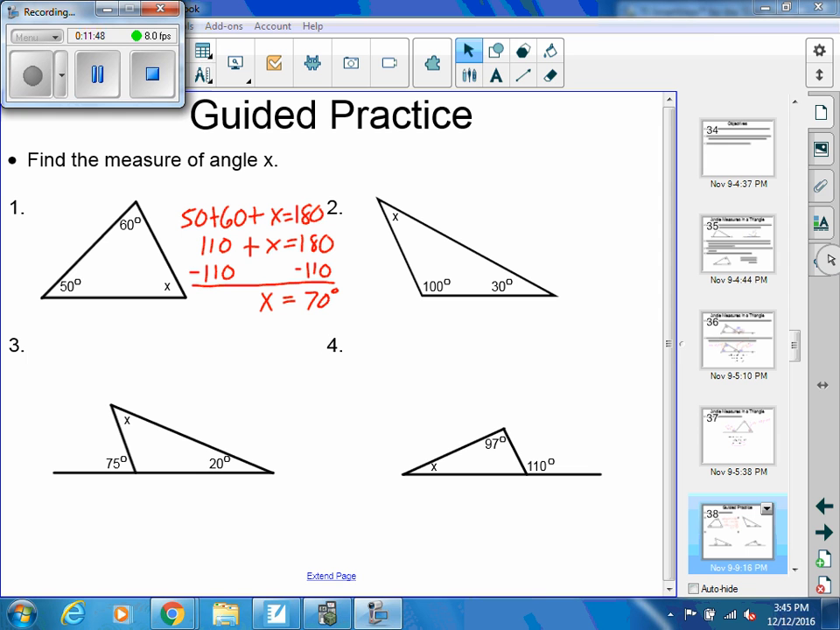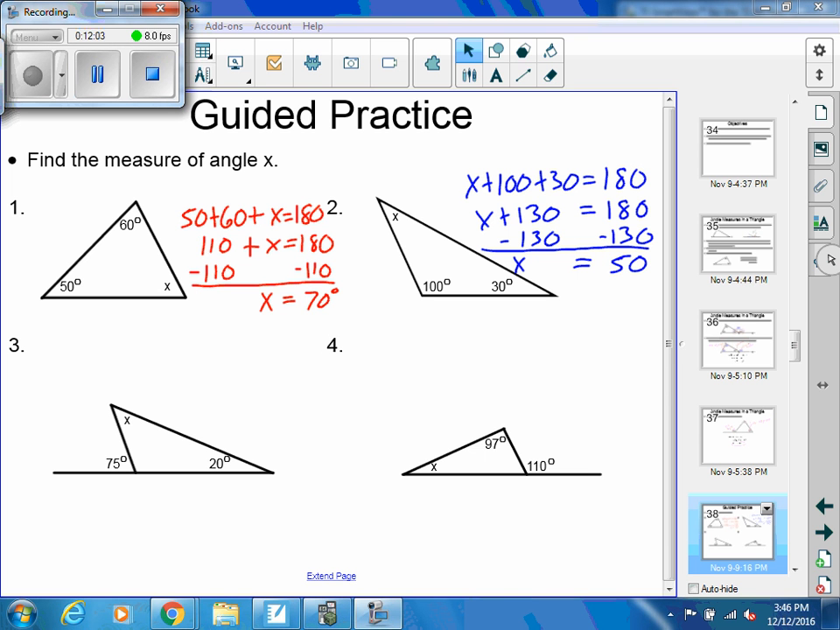Okay, number 2, same thing. We have 3 interior angles of a triangle, so we know that they should add up to 180. So we're going to set that up and solve it. Here's what that should look like. So for number 2 here, we're taking x plus 100 plus 30, adding up those 3 interior angles, they should add up to 180. 100 plus 30 is 130. So x plus 130 equals 180. Subtract the 130 from both sides and you get x equals 50. It would be 50 degrees.